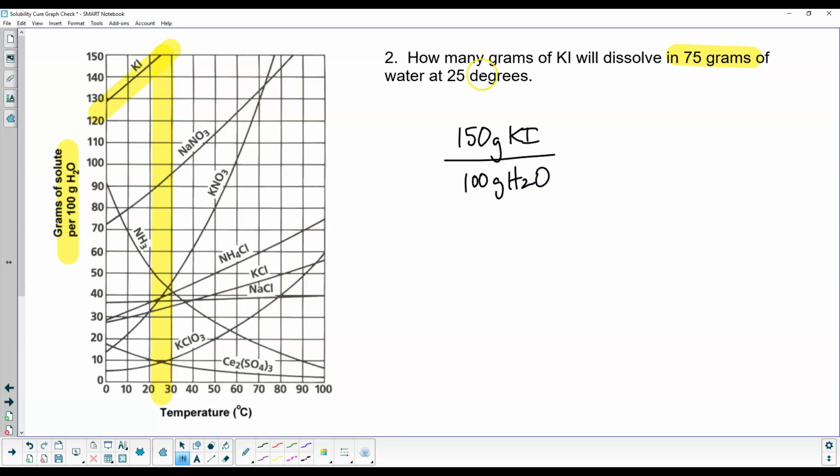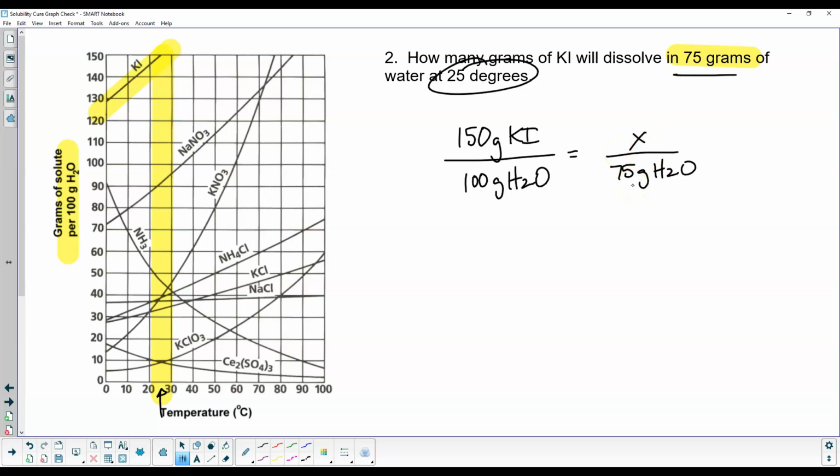You don't want to use this number 25 in our conversion because that number 25 is just something we're reading from the graph. So we're just looking at quantities. We don't want temperature in our calculation. What we need to do is make a proportion because we don't want 100 grams of water. We said we only have 75. Well, if 150 dissolve in 100, we want to know X, how many dissolve in 75 grams of water. So basically what we have here is just a proportion. We have four quantities, three of them known, one unknown, so all we have to do is rearrange and solve for X.